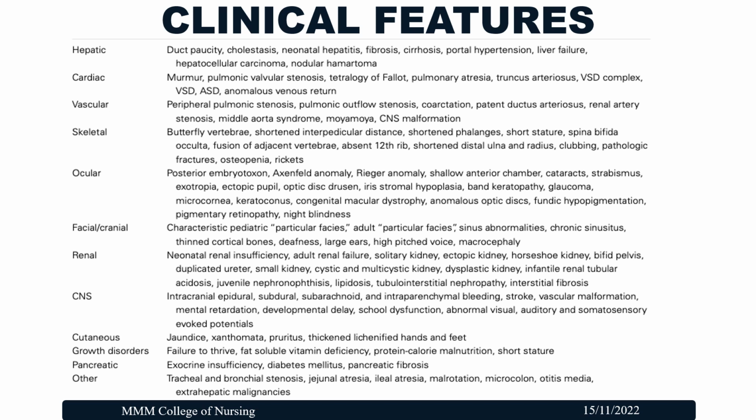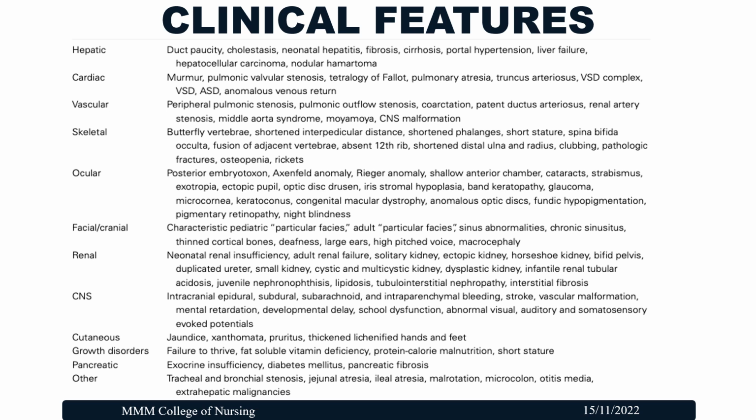Cardiac: murmur, pulmonic valvular stenosis, tetralogy of Fallot, pulmonary atresia, truncus arteriosus, VSD complex, VSD, ASD, anomalous venous return. Vascular: there can be peripheral pulmonic stenosis, pulmonic outflow stenosis, coarctation, patent ductus arteriosus, renal artery stenosis, middle aorta syndrome, Moyamoya syndrome, which refers to a vascular disorder in which the carotid artery in the skull becomes blocked or narrowed, reducing blood flow to the brain, and CNS malformation.